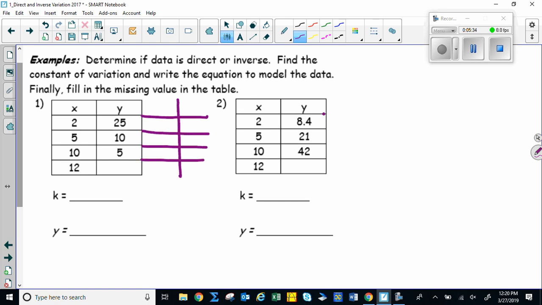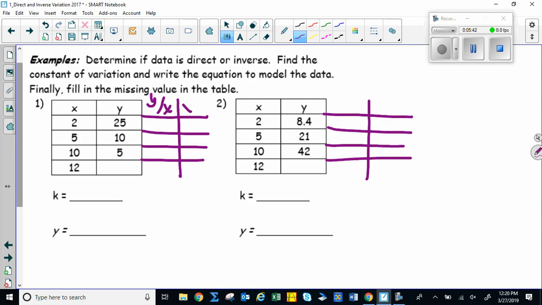Okay, I'm going to take my table and I'm going to extend it. In one column, I'm going to write y over x. In the other column, I'm going to write x times y. Y over x and x times y. And I'm just going to do enough of this table that I can find which number repeats itself.